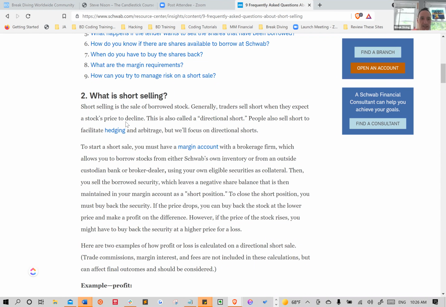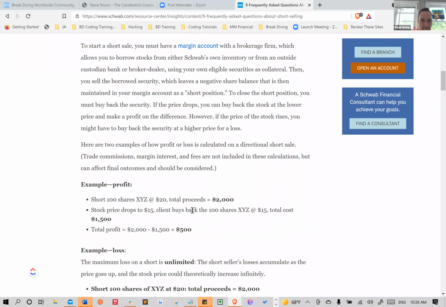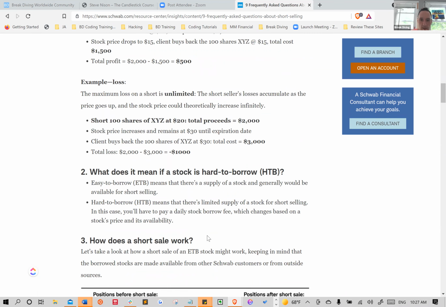Traders sell short when they expect the stock's price to decline. You need a margin account, we know that. You sell a borrowed security, which leaves a negative share balance that's maintained in your account as a short position. To close it, you buy it back. Short 100 shares of XYZ at $20, total proceeds $2,000. The stock price drops to $15. The client buys back the 100 shares at $1,500. You make $500.